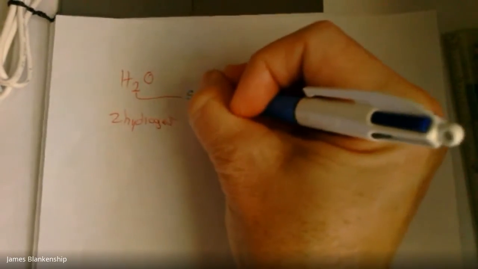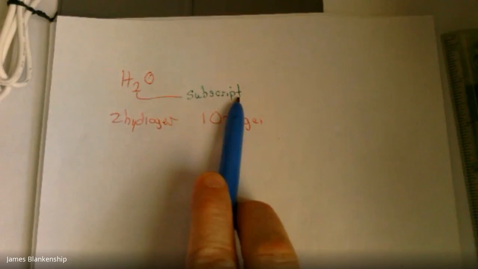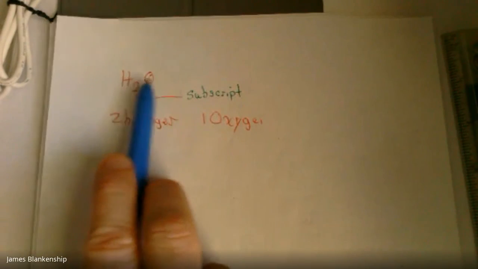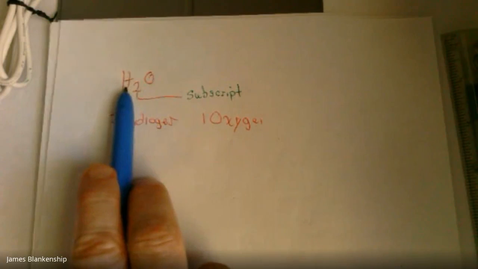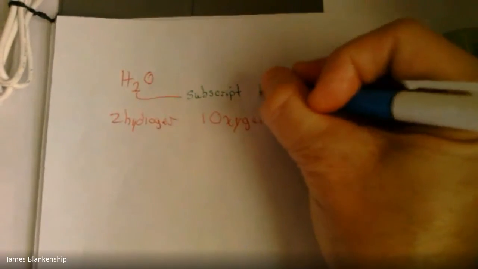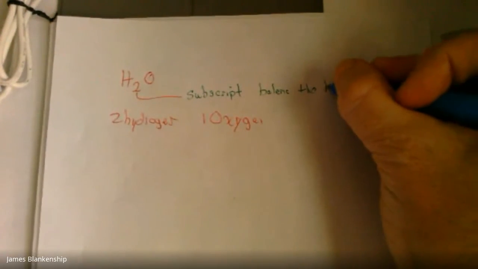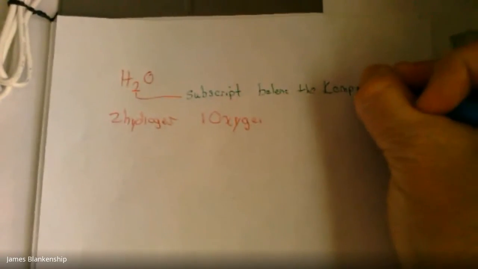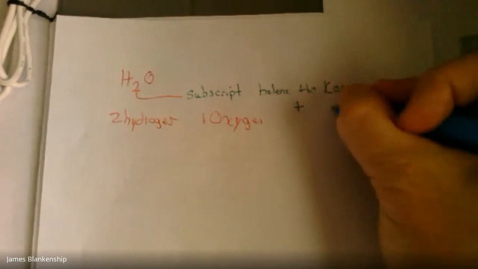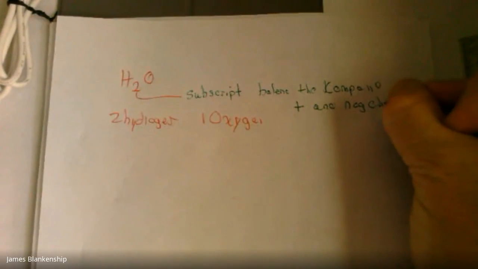This is called a subscript. Getting a little ahead of myself. In a couple of weeks, when we talk about stoichiometry, subscripts are used to balance the actual compound. They balance the compound, and we are balancing it between positive and negative charges.